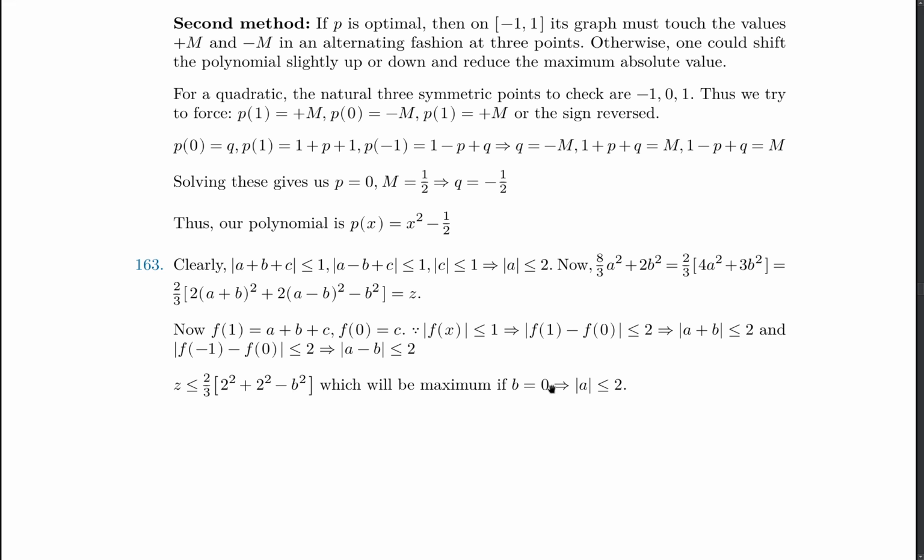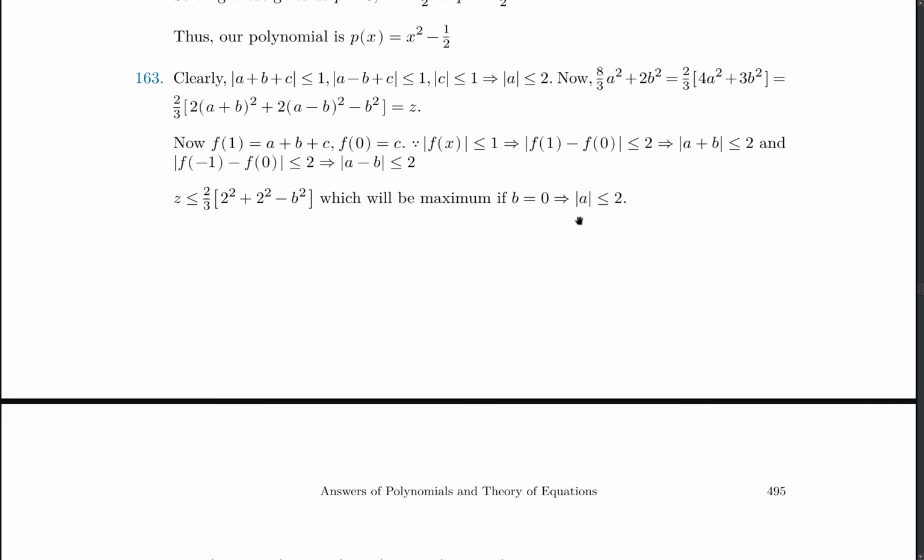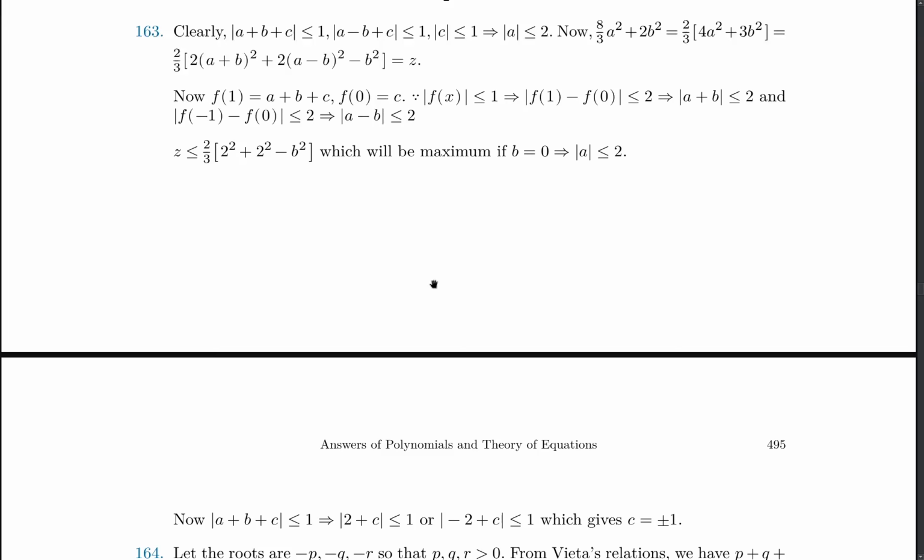And therefore, we have mod of a less than equal to 2. We put it here or here. So as I said, we will see again that mod of a is less than equal to 2. So we have got our a, we have got our b. Once we have that, we can put it here and it will be mod of 2 plus c less than equal to 1 or mod of minus 2 plus c less than equal to 1, according as a is 2 or minus 2. So from these two, we have got c is equal to plus minus 1.